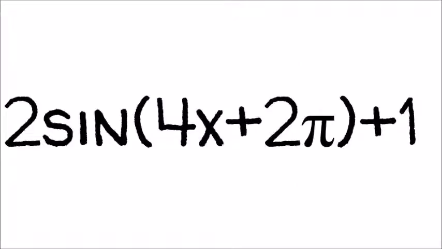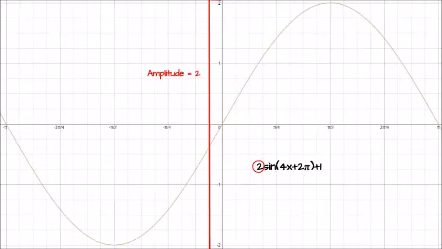The function we're looking at is 2 sine of 4 times (x plus 2 pi), plus 1. Let's make this easier by breaking it up. So first, we'll look at the a, or amplitude, which in this case is 2. This means that the wave will only extend to 2 units above and below the midline.